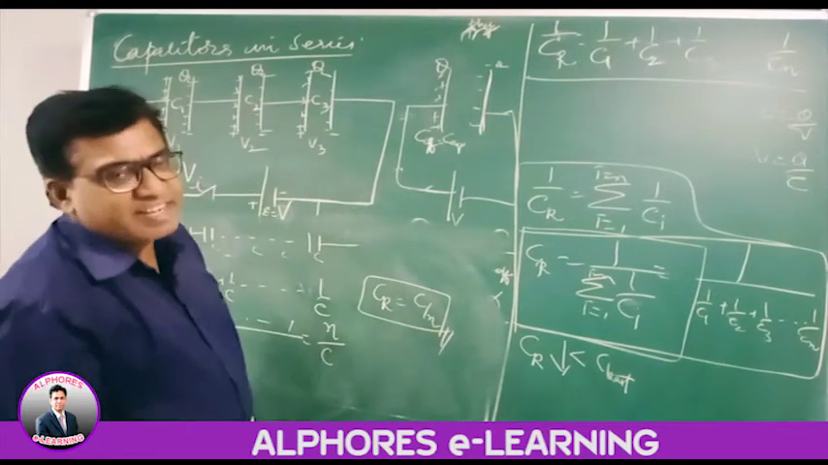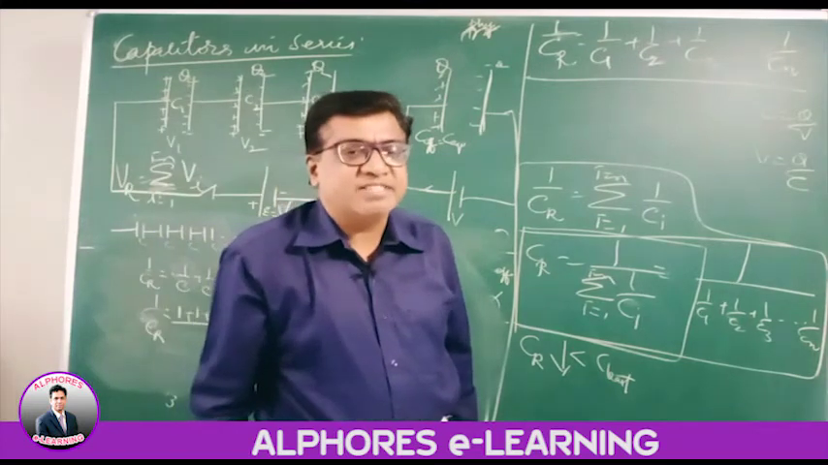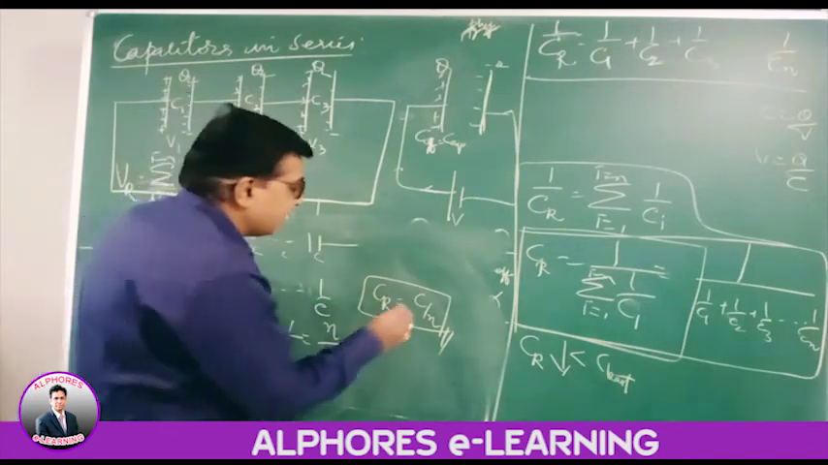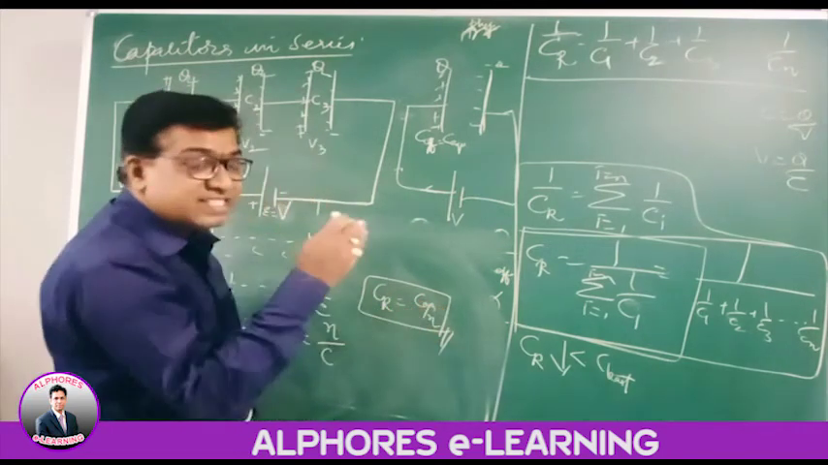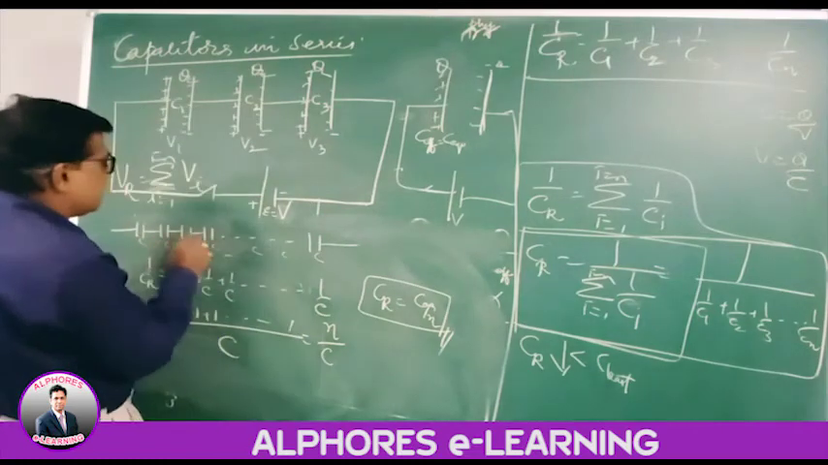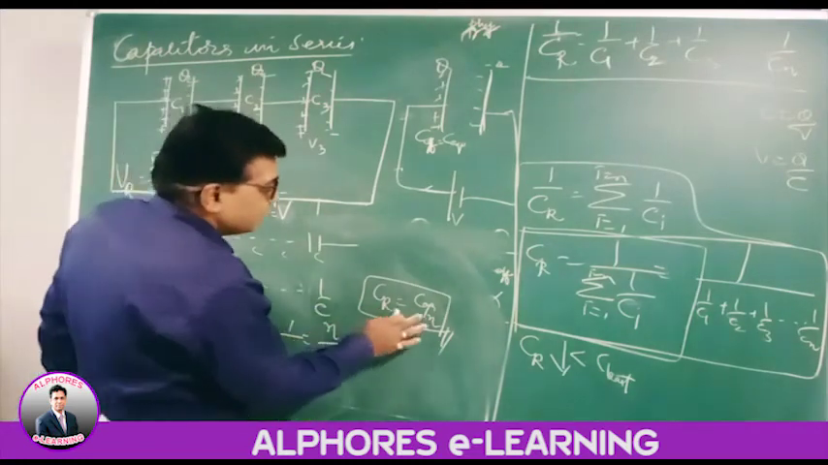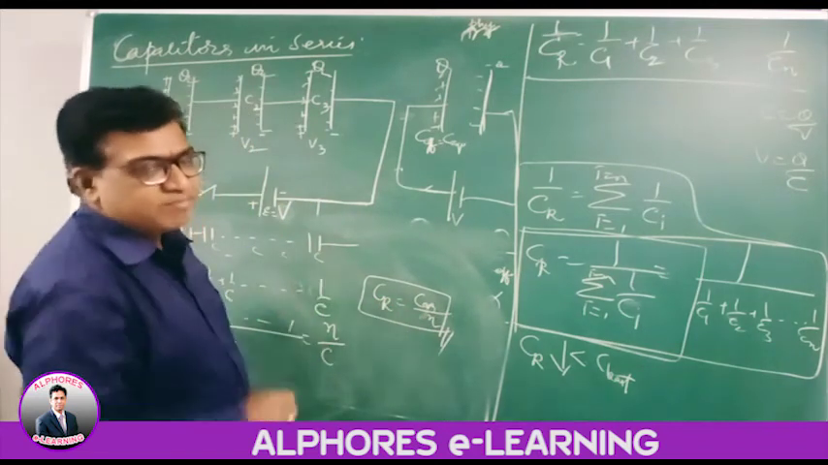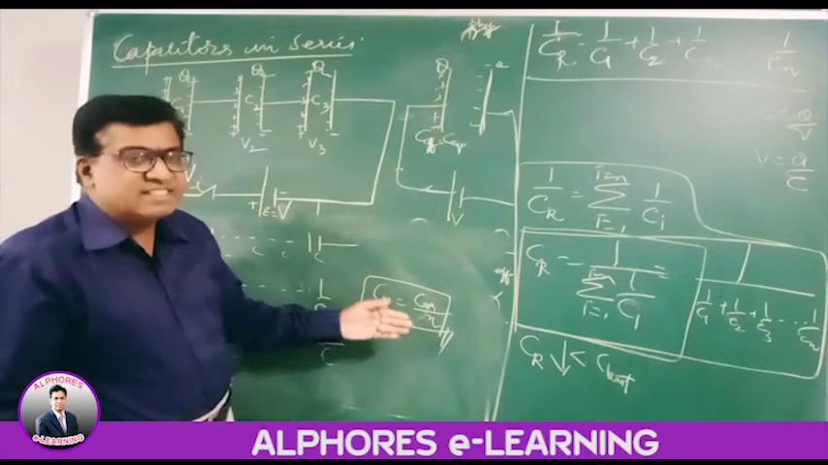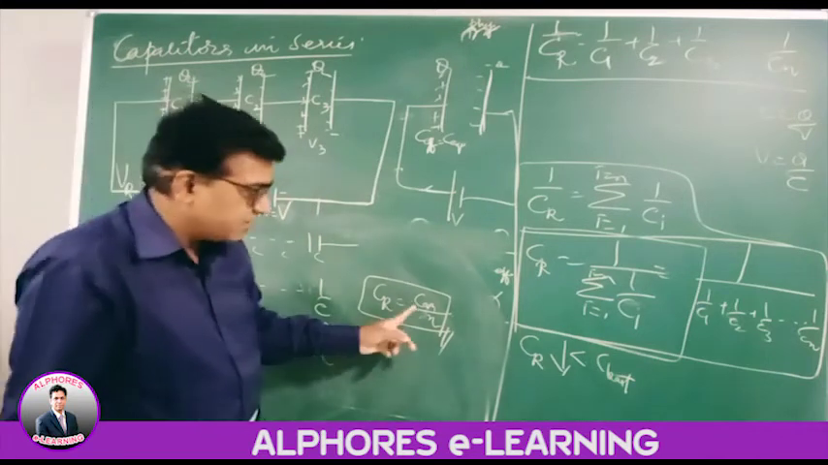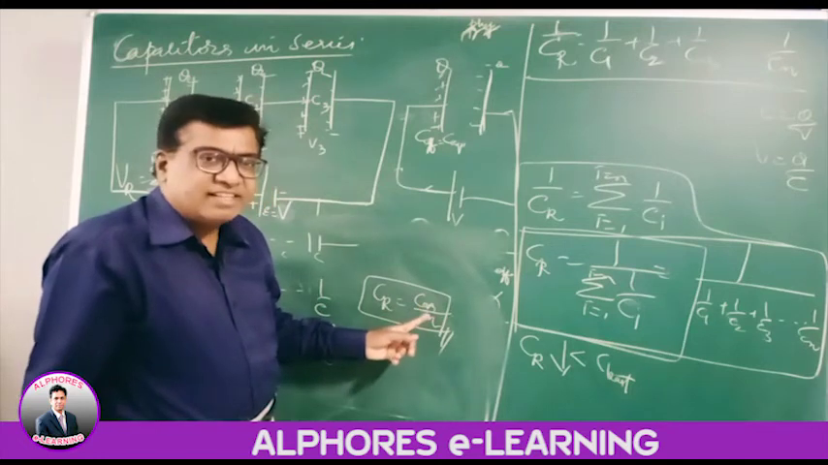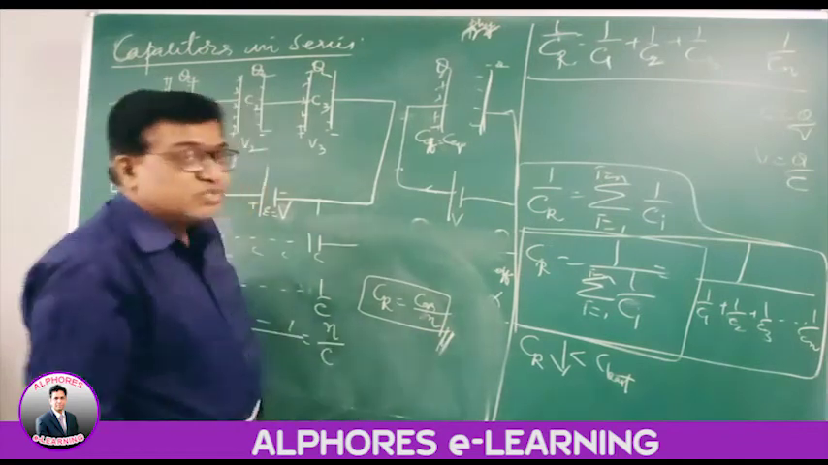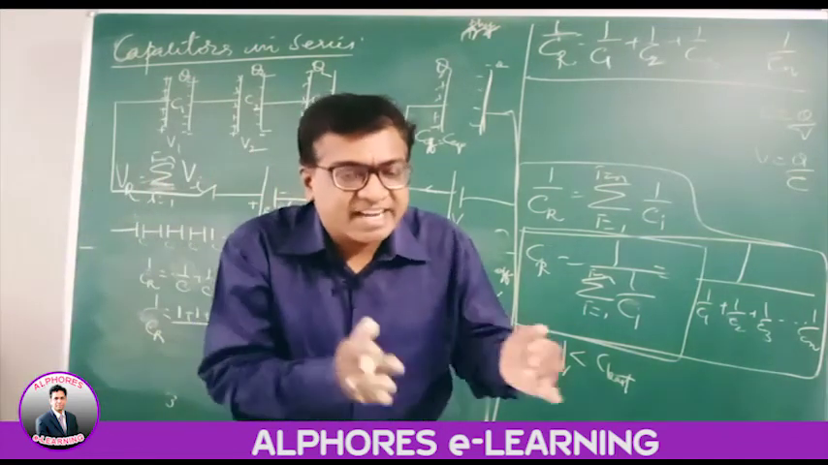Whenever n identical capacitors are connected in series, the resultant capacity is C, the capacity of each capacitor, divided by n. So the capacity decreases n times. Each capacitor is C, the effective capacitance is C by n. Suppose if 2 identical capacitors are connected, it is C by 2, for 3 capacitors, C by 3. For n capacitors, the resultant capacity is C by n. So in series combination, the capacity is reduced.